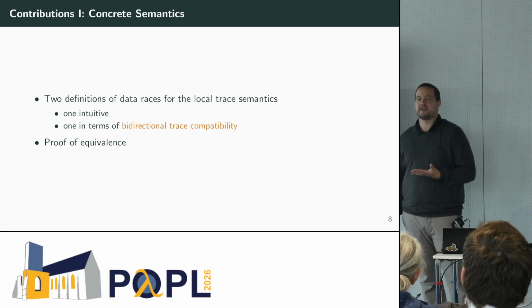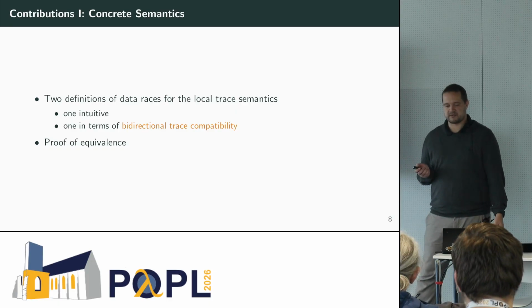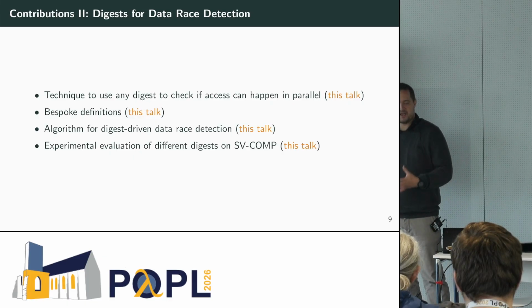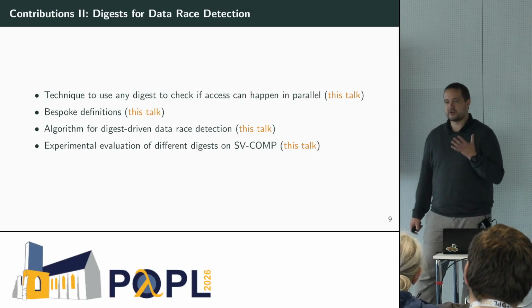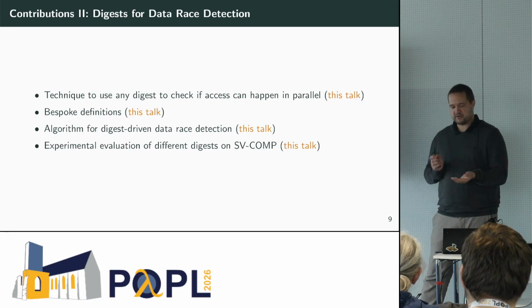And in the paper, we then show these two definitions of races in the local trace semantics are equivalent. What we'll focus on in this talk a little bit more is how we are actually using these digests for data race detection. So we will show a technique for how you can use any digest that you have to answer questions about which accesses can happen in parallel.